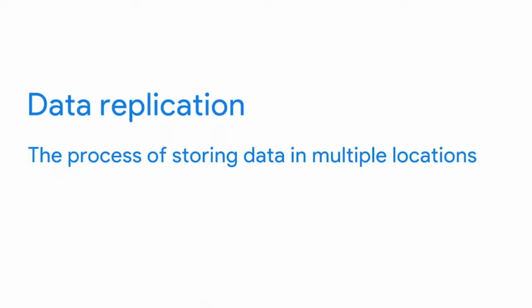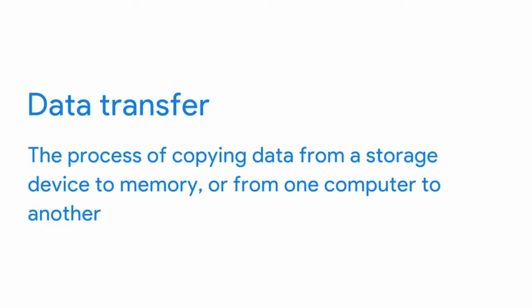Data replication is the process of storing data in multiple locations. If you're replicating data at different times in different places, there's a chance your data will be out of sync. This data lacks integrity because different people might not be using the same data for their findings, which can cause inconsistencies. There's also the issue of data transfer, which is the process of copying data from a storage device to memory, or from one computer to another.